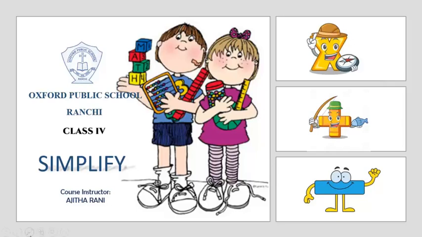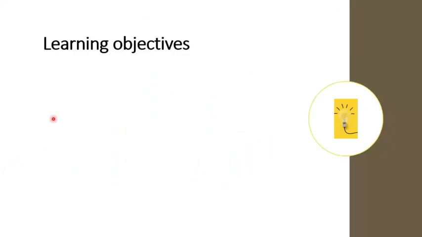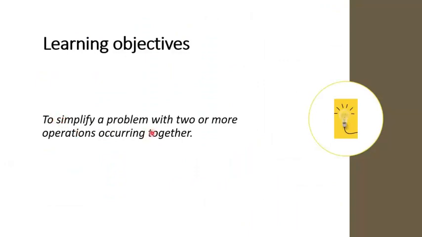So let us begin with the learning objective. Here the learning objective is to simplify a problem with two or more operations occurring together. Now let us take a simplified problem and let us know the steps to work out a simplified problem.